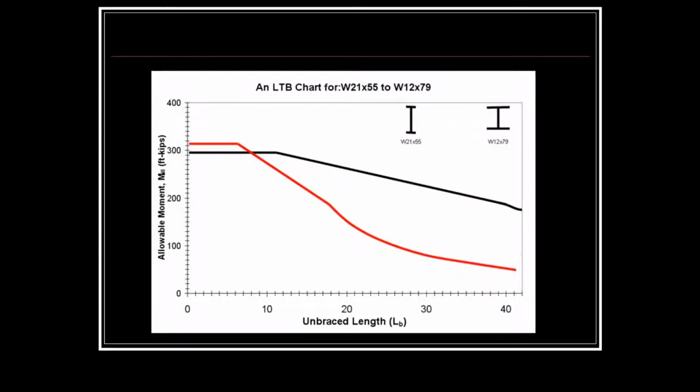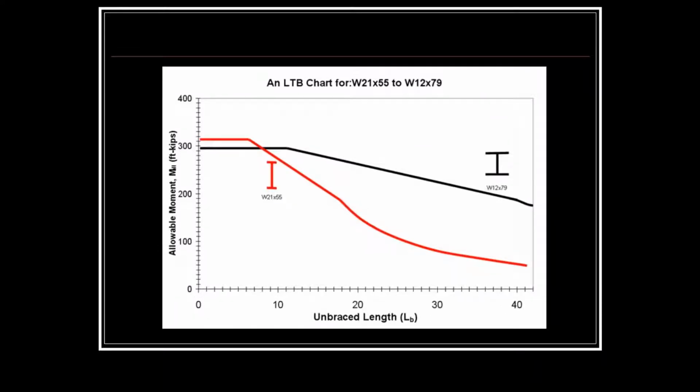Next, let's consider an LTB chart. This is a graph of the allowable moment, Mn over omega, versus the unbraced length. I've used Excel, and I've incorporated the AISC equations for two different rolled shapes. So you can see the three different ranges: plastic, inelastic, and elastic lateral torsional buckling. Note that the W21/55 is a better bending member when the unbraced length is small, but the W12/79 is a better bending member when the unbraced length is large.